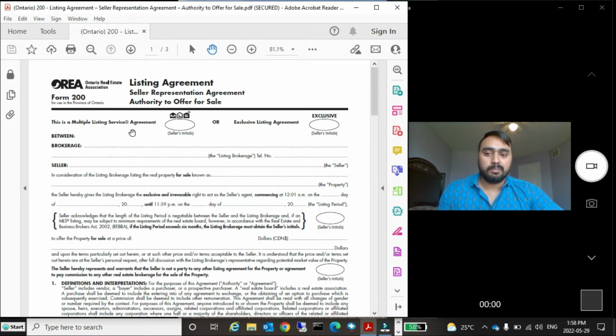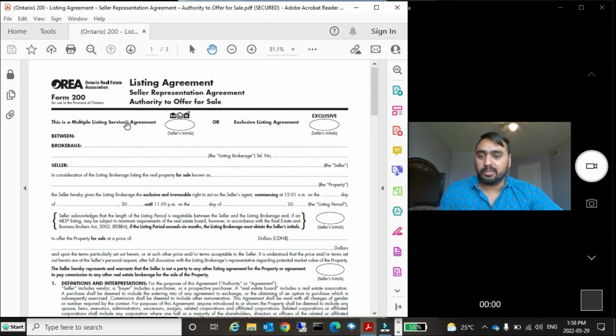So the basic difference between the multiple listing service agreement and the exclusive listing agreement is this: if they choose the MLS agreement, the property will be listed on the MLS site. And if they choose the exclusive listing agreement, the property will not be listed on the MLS site. Rather, it'll be an exclusive agreement with the brokerage. So the brokerage will bring the buyer. Nobody will have access to that property.